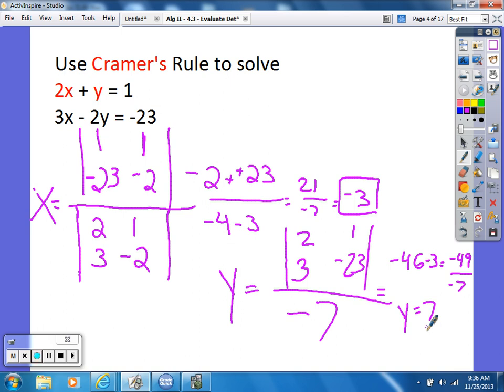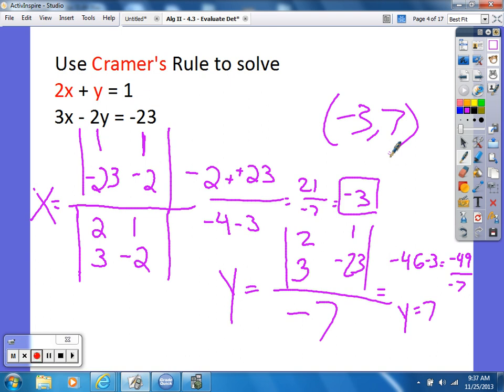Did you get 7 as your final answer once you divided it? I got the determinant was negative 49. 2 times negative 23 is negative 46. Minus 3, negative 49. Divided by negative 7 is 7. So my answer is negative 3, comma, 7. Does that make sense to everybody? Any questions?